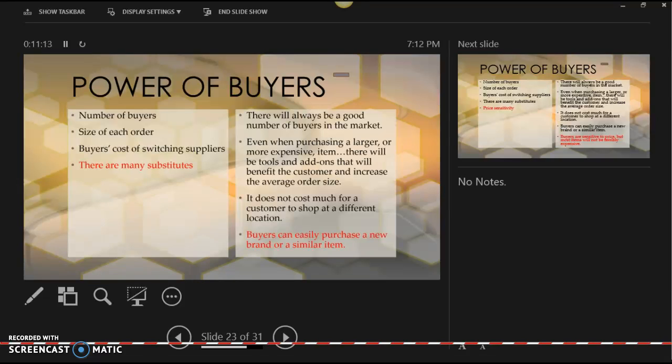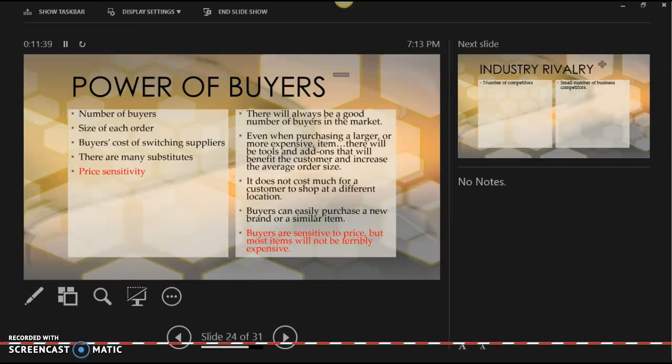And there's many substitutes, so buyers can easily purchase a new brand or a similar item. If there's something that they're looking for at another store, then whenever they come into my store, if they can't find exactly what it is they're looking for, chances are they can find something that will do the exact same job they were trying to use that other item for. They may have just been trying to buy a brand, but they're in the store, they're already there, so they'll pick up whatever I have in the store.